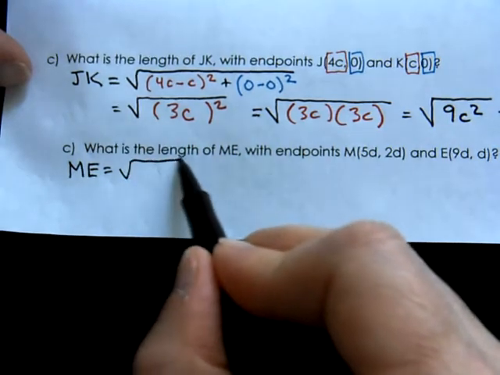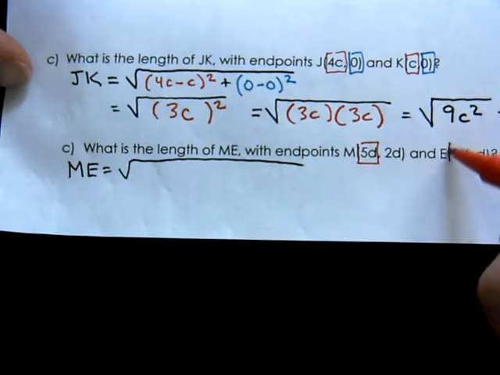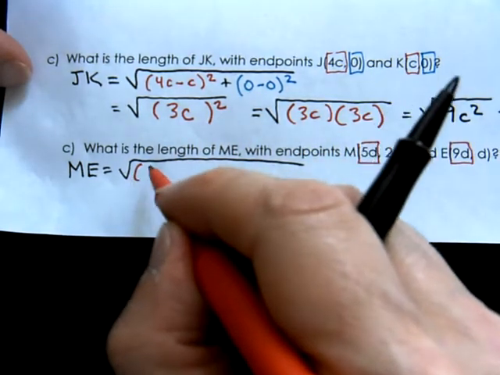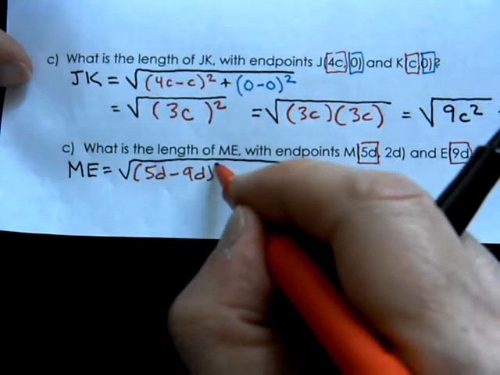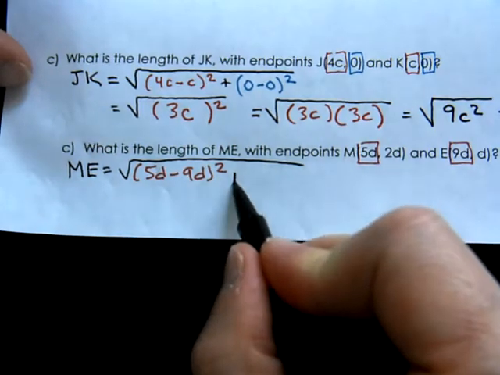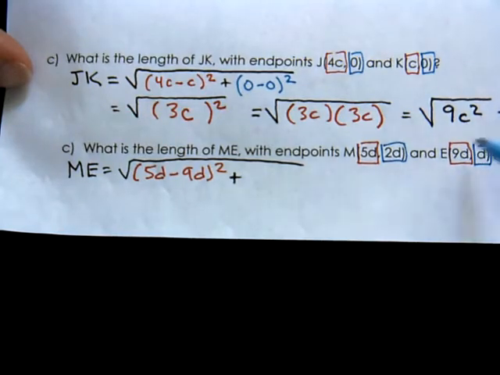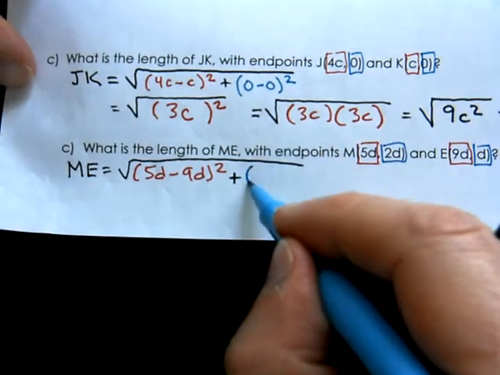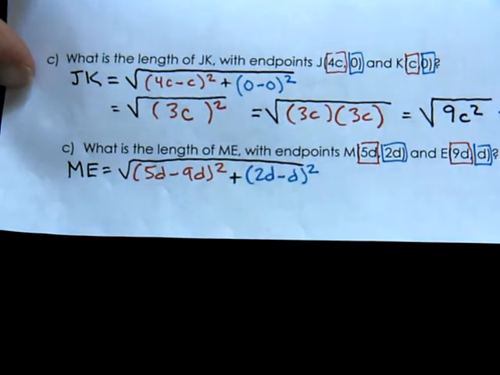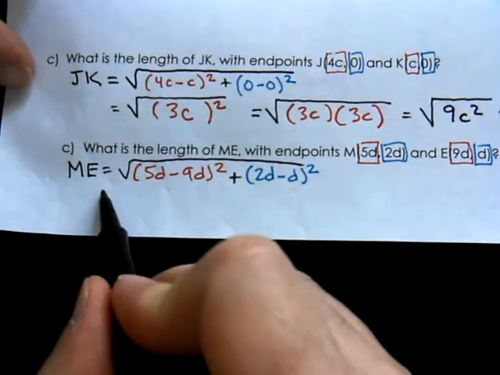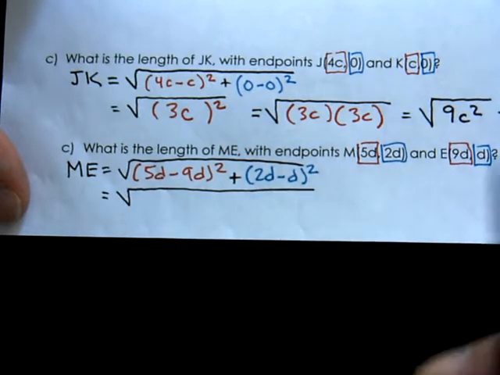Here is segment ME. Create my square root sign. Let's find those x-coordinates. We have an x-coordinate of 5d and 9d. I'm going to subtract those, so we have 5d minus 9d quantity squared. The y-coordinates are 2d and 1d. So again, we need to subtract those as well. 2d minus 1d quantity squared. So inside the parentheses, you see we have like terms, and that means we need to simplify inside those parentheses.